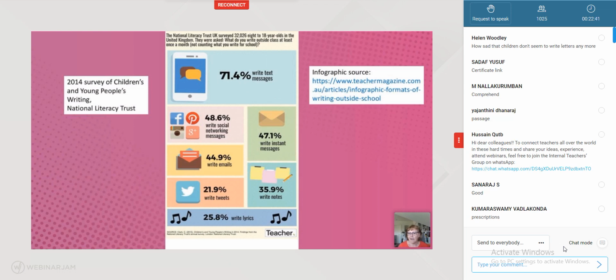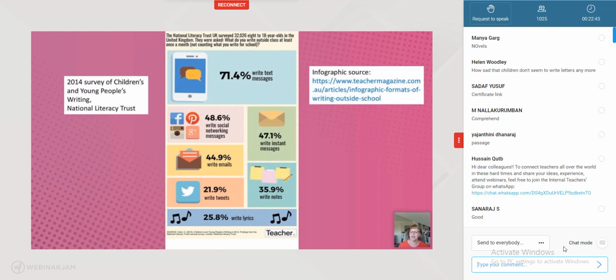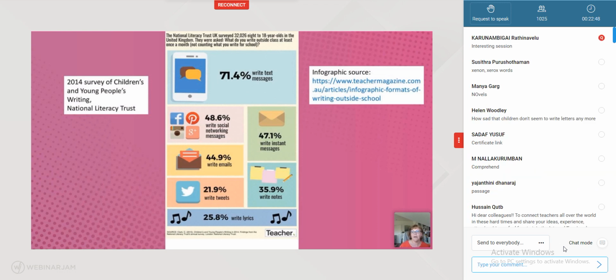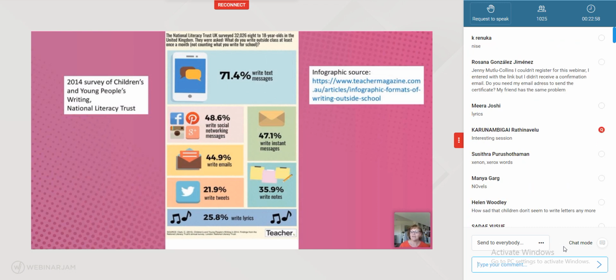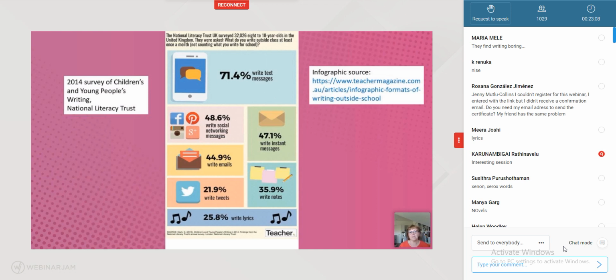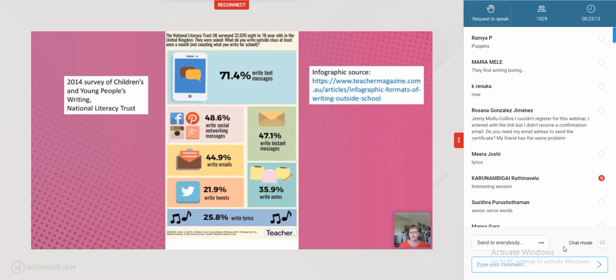Now, the worrying thing I found about this survey as well is that more than 50% of young people said they didn't like writing, or they only liked it very little. Very worrying. And more than 30% in this survey said that they never or rarely write. So I'd like to be a teacher who tries and encourages students to like writing, because I love writing.